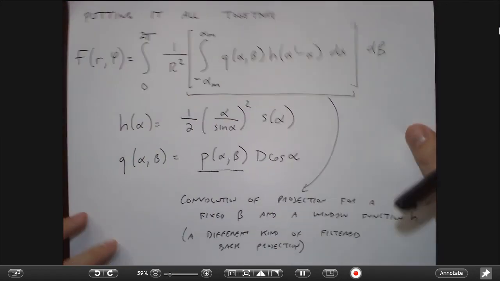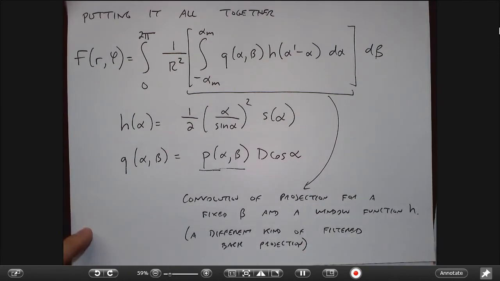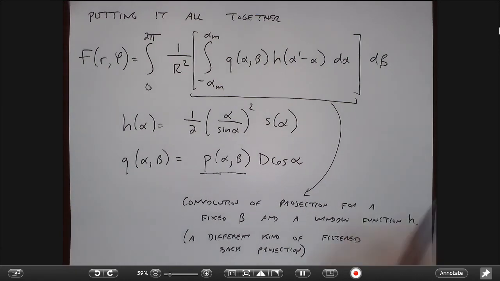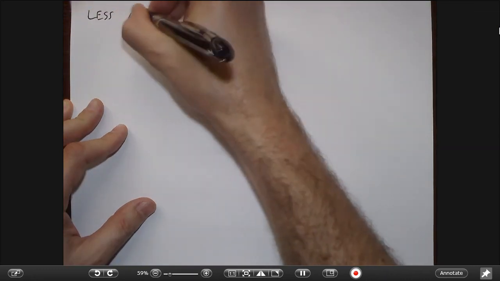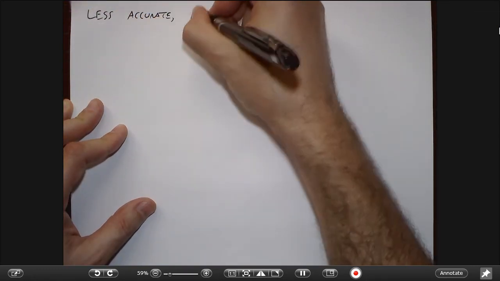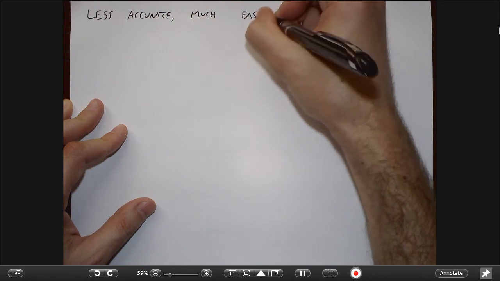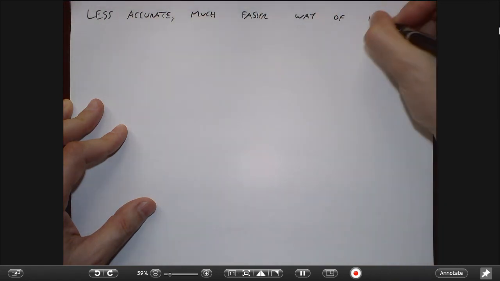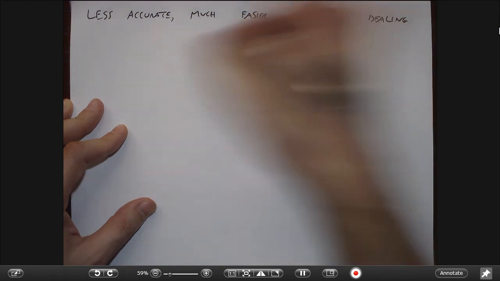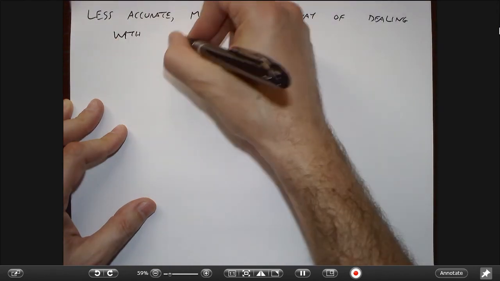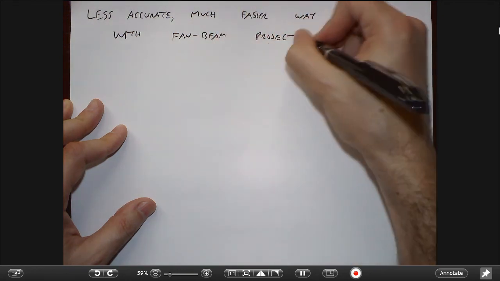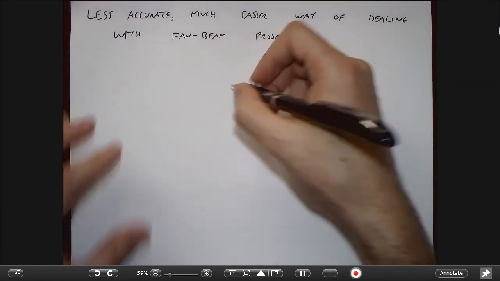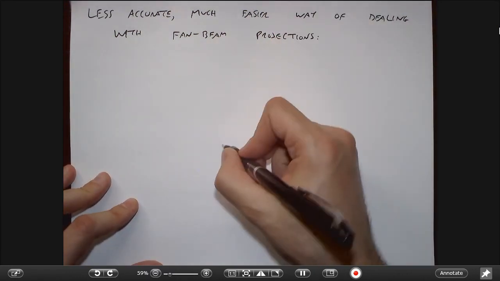Okay. So last thing I want to say on this topic is that there is a less accurate, but computationally a lot more straightforward way of dealing with fan beam projections. It is the following. So what do I get when I do fan beam projections?